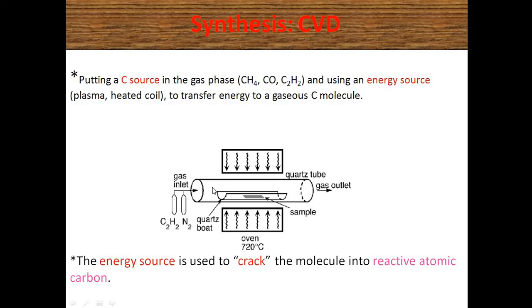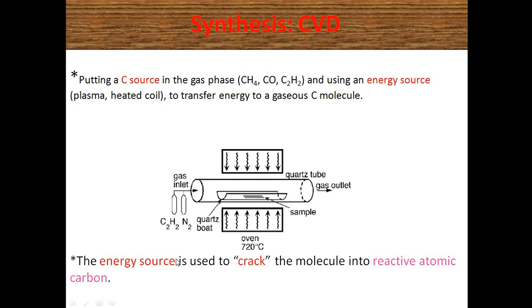Why a carbon source? Because we have to prepare a carbon nanotube. For that we require a carbon source, which may be methane, carbon monoxide, carbon dioxide or acetylene gas. These gases are passed through this furnace. There is an energy source, a heated coil or plasma heating. Heating may be of different types, electrical heating or plasma heating, to transfer the energy to the gaseous carbon molecule.